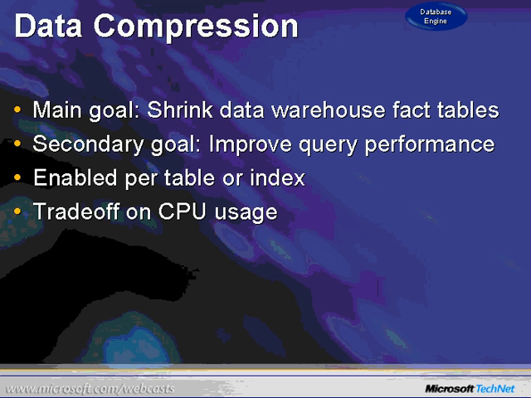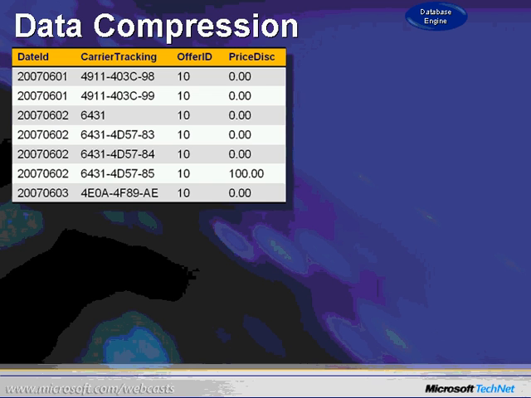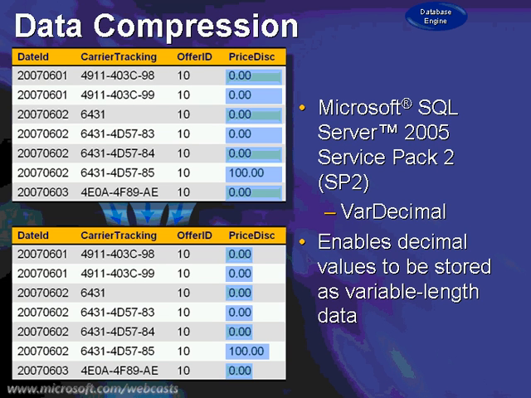That's because if we fetch a row from a compressed table or index, it needs to be uncompressed, and there is some overhead to do that on the CPU side. So let me quickly walk you through the technology for data compression. Think of the table that you see on the slide. It comes with 4 columns: date ID, carrier tracking, offer ID, and price discount.